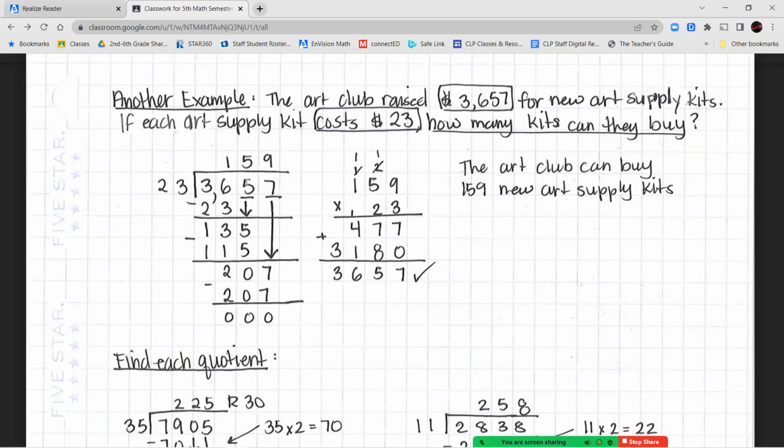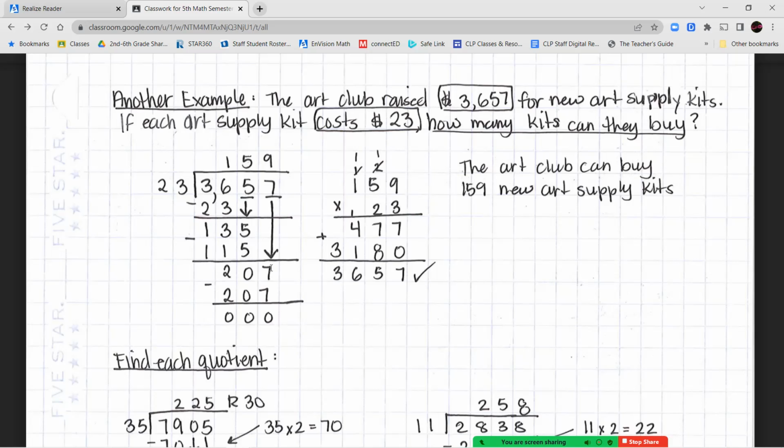We drop our next digit, which is a 5. So now we have 135. 23 goes into 135 5 times. 23 times 5 is 115. That's as close as we can get without passing it. So I subtract 135 minus the 115, and I'm left with 20.